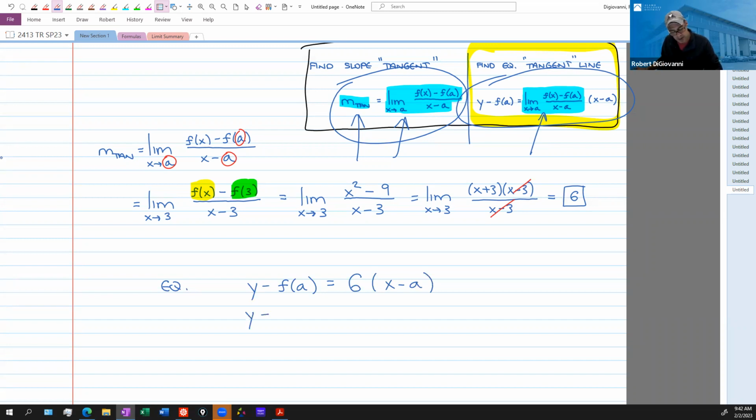And then didn't we say that a was 3, right? So we can just replace all of our a's with 3. And we also know that f of 3 was just 9.